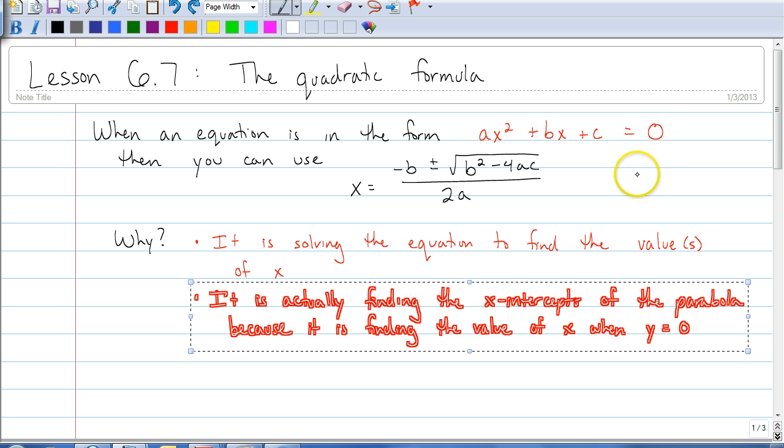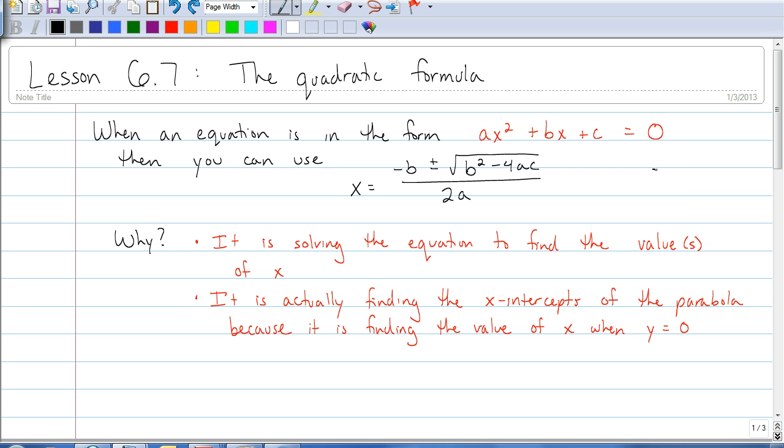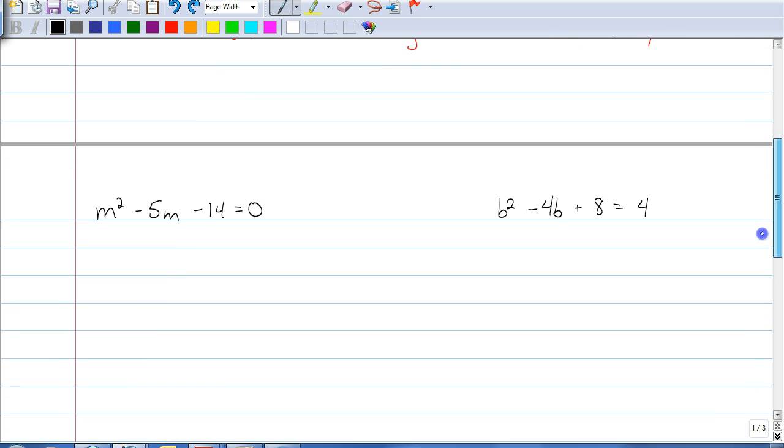Now, there's another point to emphasize, and that's that what we're actually finding is the x-intercepts, because if you recognize ax squared plus bx plus c, that's the standard form of the equation of a parabola, which is y equals ax squared plus bx plus c. So if we replace y with 0, what we're finding is the x-intercepts. So if you're ever asked to find the x-intercepts of a parabola, just use the quadratic formula and you'll get those. Now let's look at some examples where we're going to have to use it.